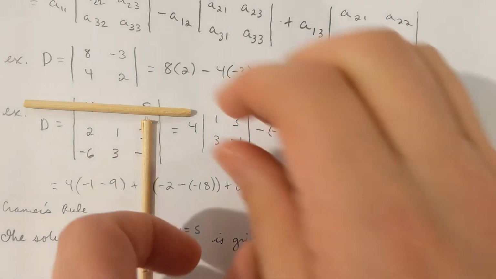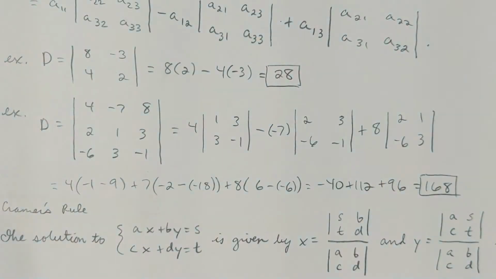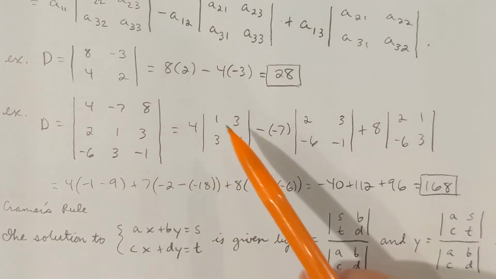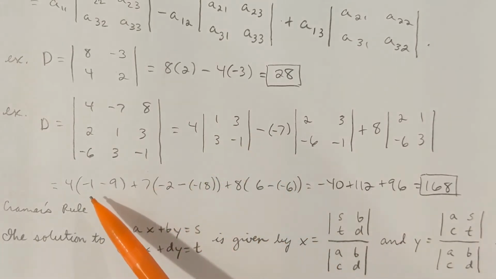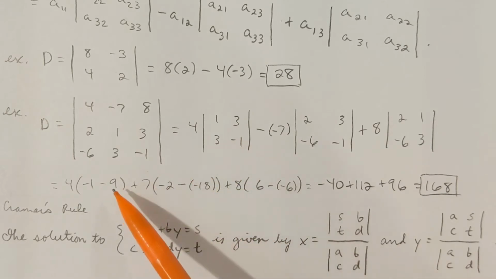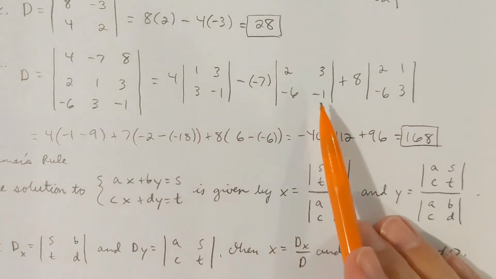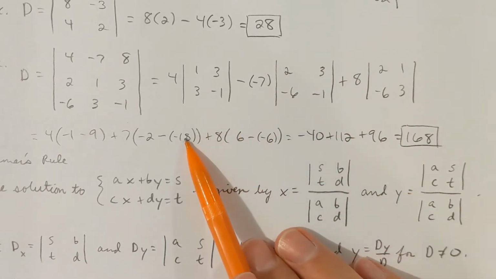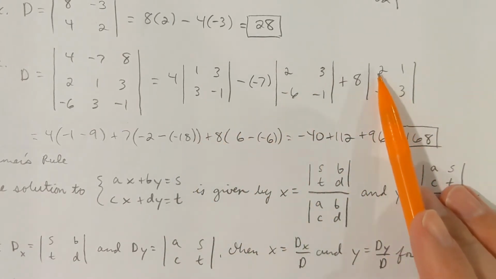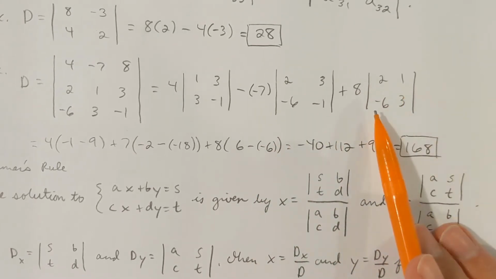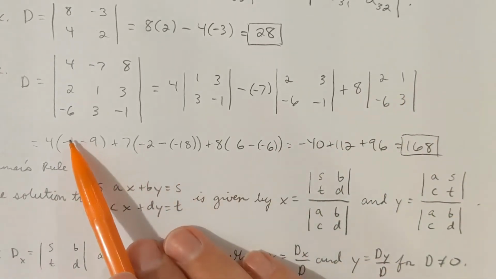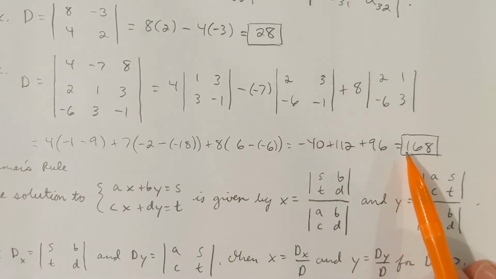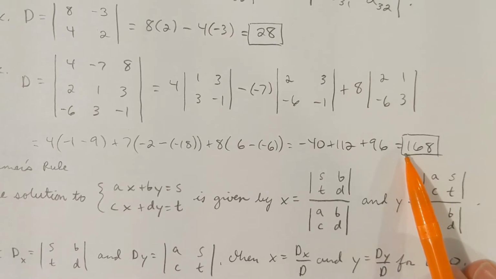Okay. With these 2 by 2s now, again, you're going to cross multiply. So 1 times negative 1 is negative 1, minus 3 times 3 is 9, and then in the next one, 2 times negative 1 is negative 2, minus 3 times negative 6 is negative 18, and then in the last one, 2 times 3 is 6, minus 1 times negative 6 is negative 6. When you simplify, you should be getting 168 then, is what I was getting there for the determinant.